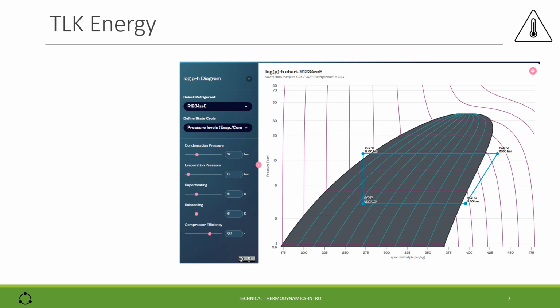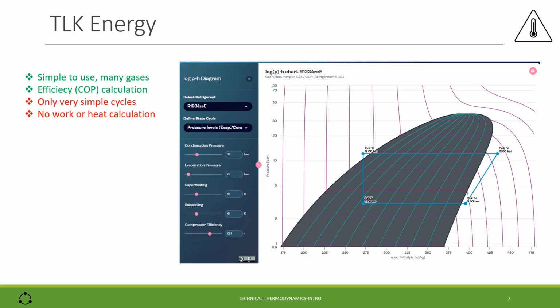The TLK Energy is also for refrigeration cycles. It is simple to use. There are many gases, also the newest ones. The efficiency calculation is also displayed, but it can be used only for very simple cycles, and it does not make any work or heat calculation.